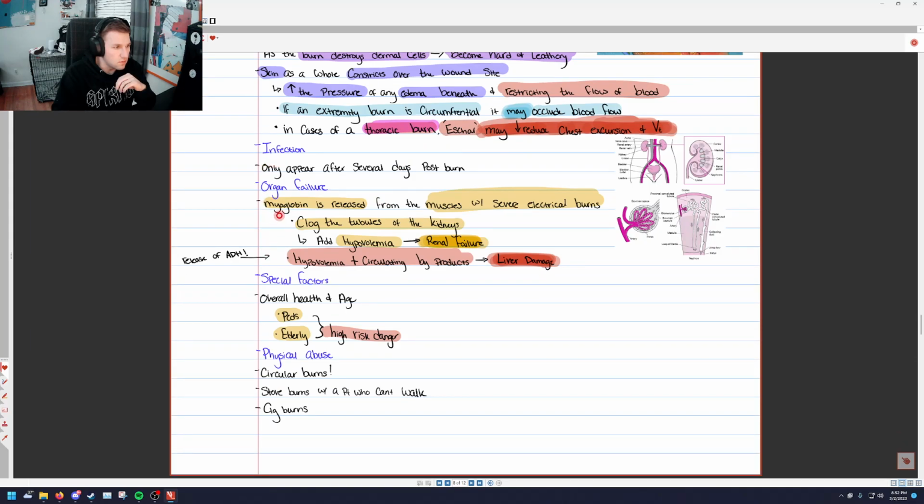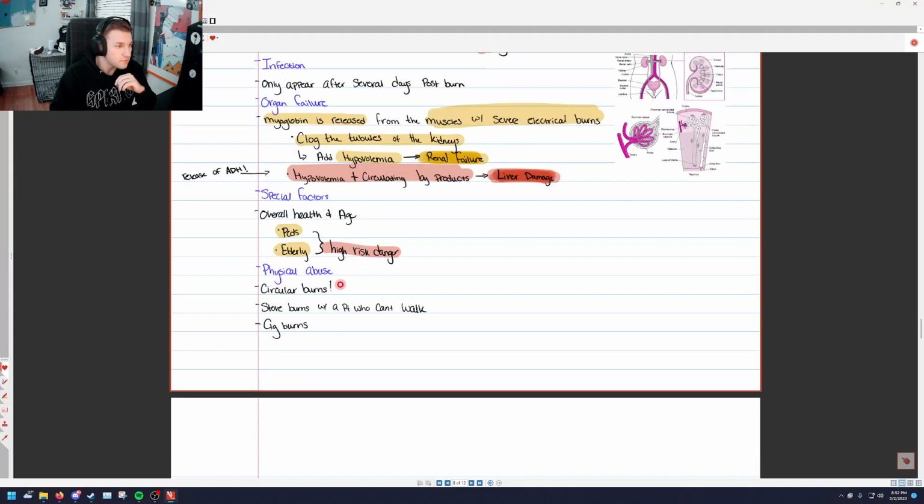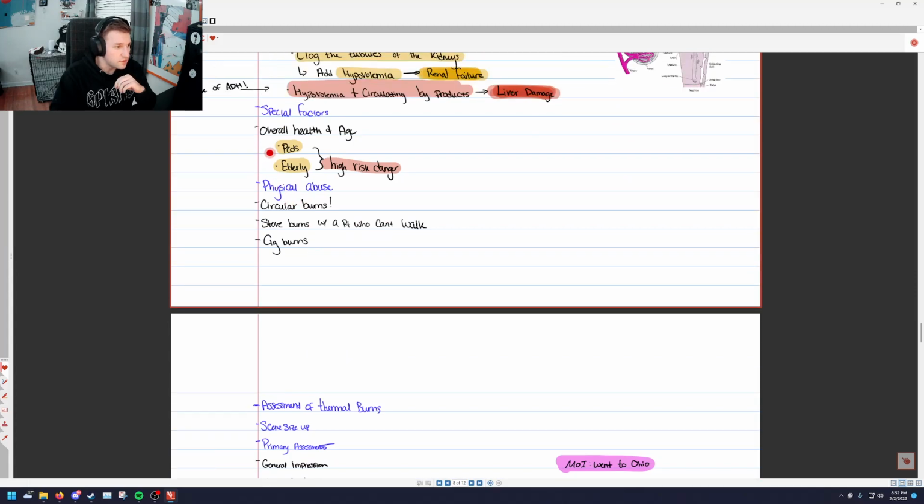Infection, not really cool. Organ failure, kind of whack. Hypovolemia, of course. So the two most important things in hypovolemia are restoring perfusion to your brain, and then usually your kidney is involved too pretty quickly with losing all that. Special factors, peds and elderly, of course.